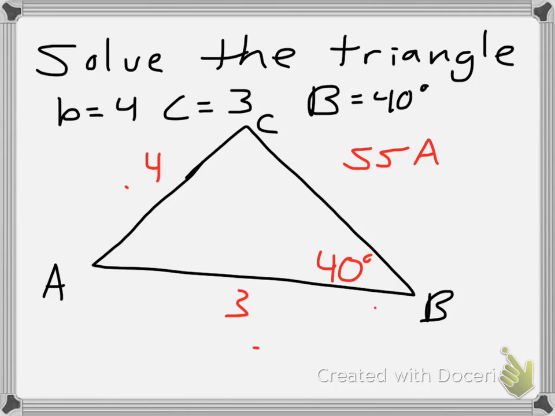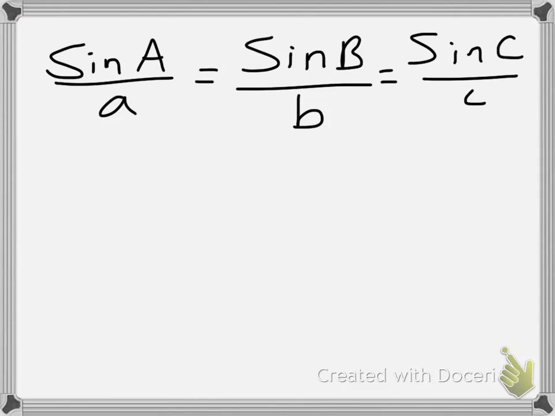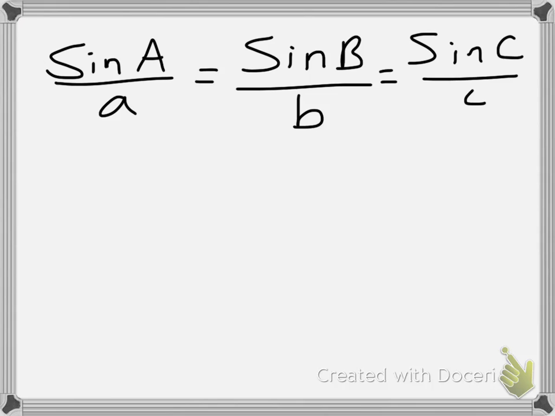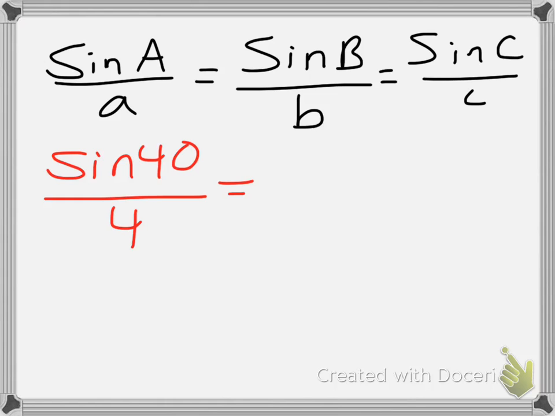When I set up my law of sines equations, so I have my law of sines now. This is a refresher, this is the basic law of sines. Let me set up what I can. Now, because of the values I've been given, I really only have one choice, and that is I can do sine of 40 over 4 equals, the only other side I have is side C, so I will say sine of angle C over 3.